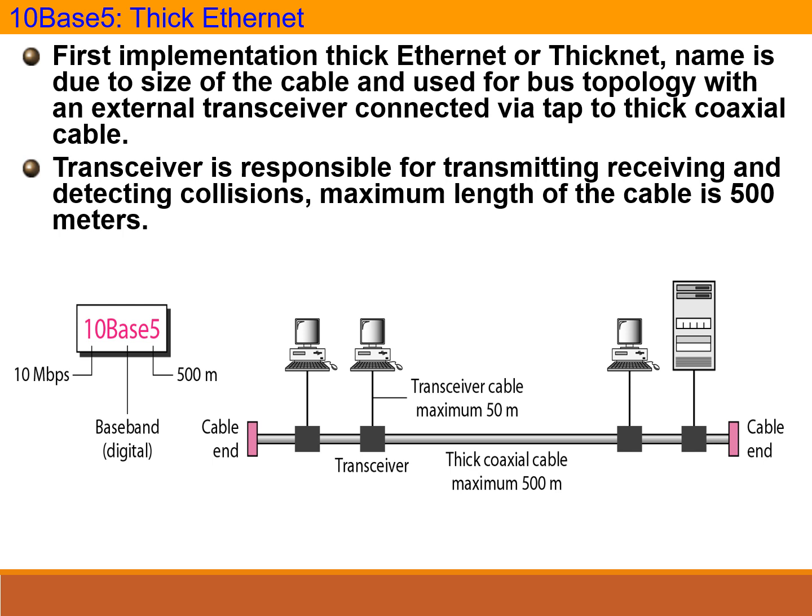And the next one, 10Base5. In 10Base5 we use a thick Ethernet cable. 10Base5 means 10 Mbps, baseband is digital, and 500 meters. We use thick coaxial cable.